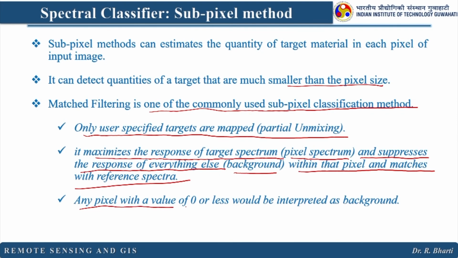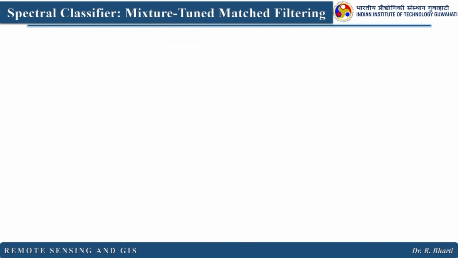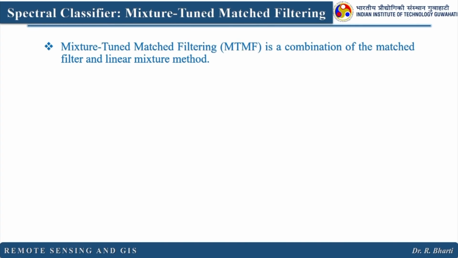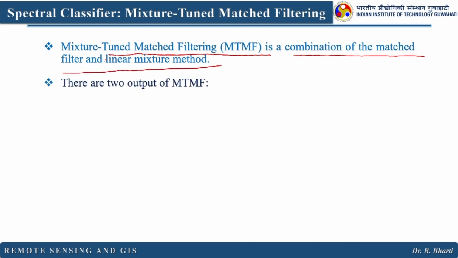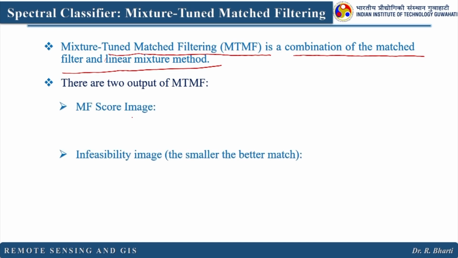Any pixel with a value of 0 or less would be interpreted as background. So this is the limitation with this particular matched filtering. Now we have come up with mixed tuned matched filtering. The mixed tuned matched filtering method is a combination of matched filter and linear mixing method. There are two outputs of MTMF: the MTMF score and the infeasibility report, in the form of images.